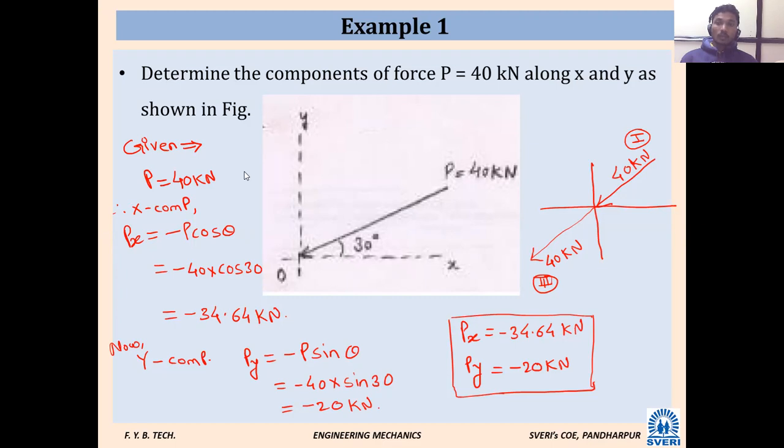How are we going to come to know in which quadrant that force will come? How are we going to know? Its nature. Along the direction of the line of action of force. Direction of line of action.